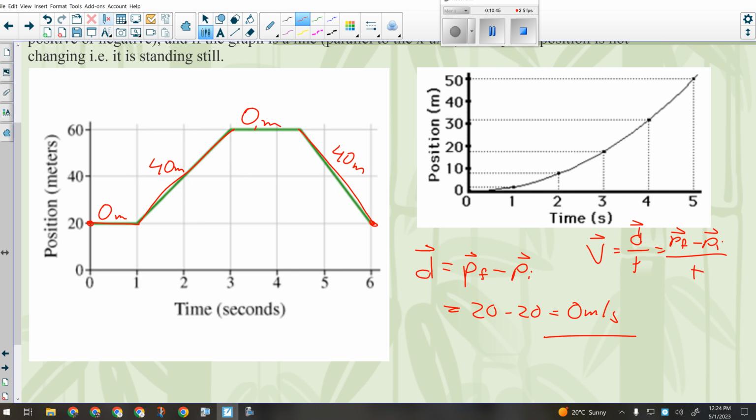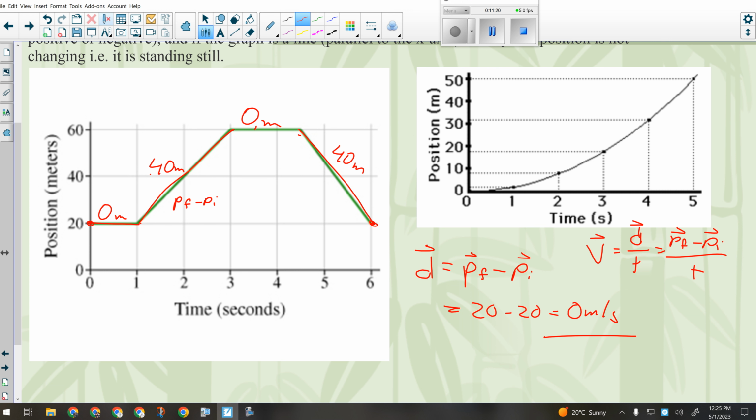How far did we go in total? 80 meters. Just like the Walmart trip where it was 4 kilometers to Walmart, 4 kilometers home. My total distance was 8 kilometers. My total displacement was 0. So if I want to calculate total distance, I got to figure out how far the object goes in each section. Calculating each section is just doing final position minus initial position for that section. 60 minus 20 is 40. 20 minus 60 is 40. I don't care about which direction it is if I'm finding something scalar like distance.